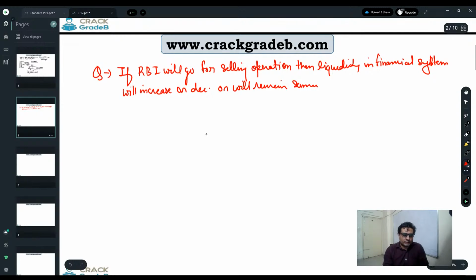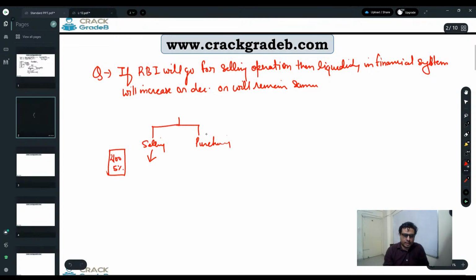So as I told you, there are two operations, selling and purchasing. Under selling, RBI has certain government securities. Suppose RBI has a government security of 100 rupees and RBI is offering 5% interest on it, right? RBI has this security, and who is invited to purchase? RBI is selling something, and who can purchase?